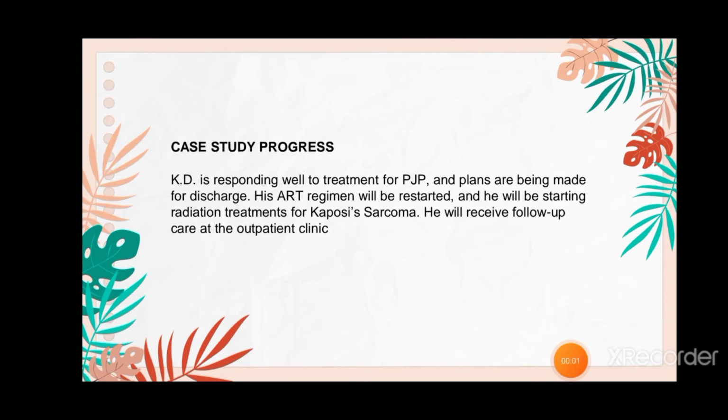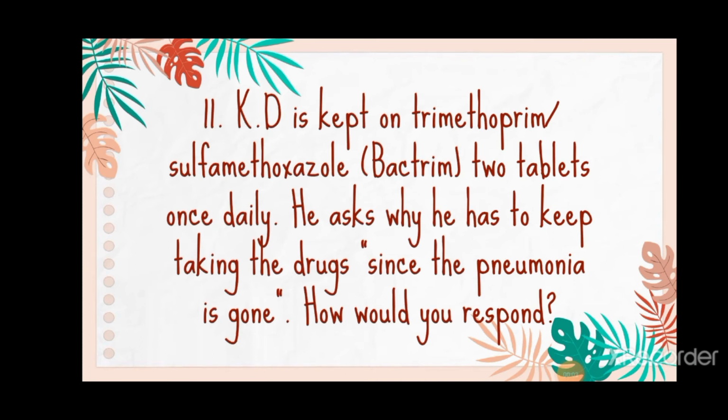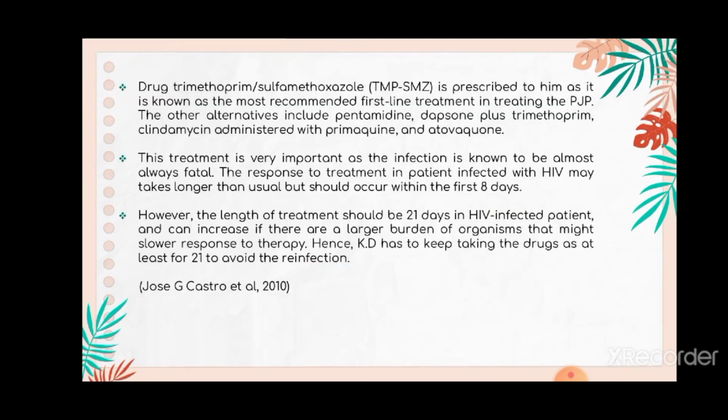Question 11. KD is prescribed Bactrim 2 tablets once daily. He asks why he has to keep taking the drug since the pneumonia is gone. How would you respond? The drug is prescribed to him as this is known as the most recommended first-line treatment for PJP. This treatment is very important as the infection is known to be almost always fatal.